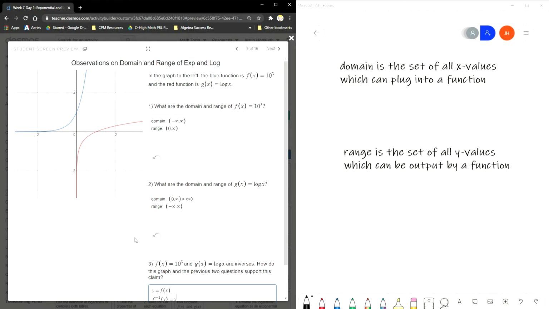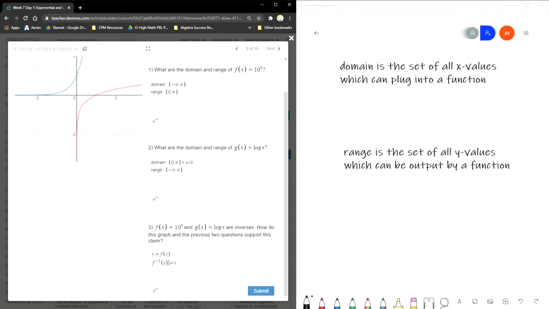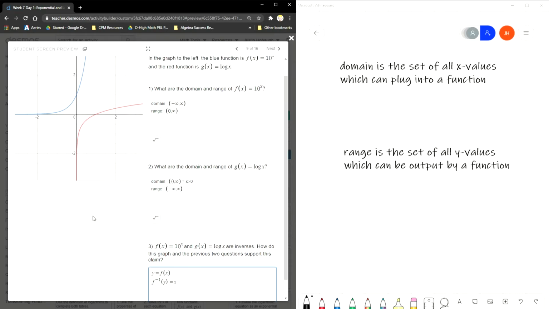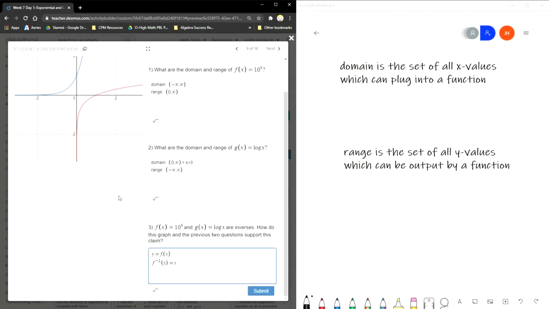If they were truly inverses, then anything that gets plugged in to this function should be able to be outputted by the other one, and vice versa. This right down here is truly the definition of what inverses would be. If y equals f of x, then f negative 1, the inverse function, of y should equal x. Anything that I can output from one function should be able to be put into the other one and give you the original input. So that's a little bit about slide 9.